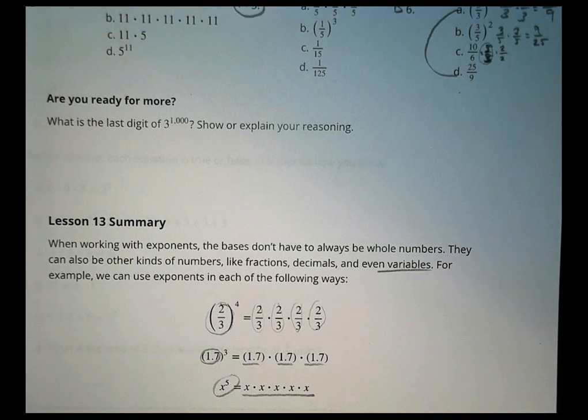All right, that's really it for today's lesson. So we're going to pause there, let you work on your homework, and we'll come back and check it together in just a few minutes.